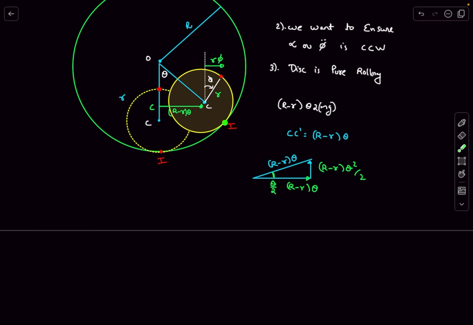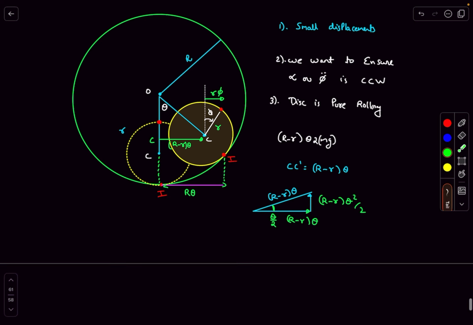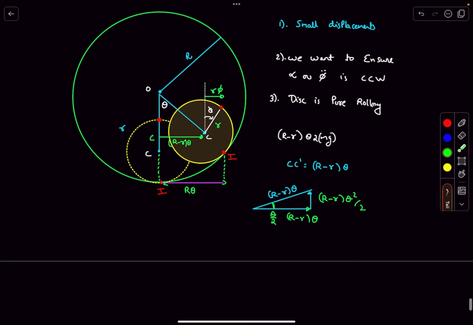Now we also need the distance of I from the vertical. That is also very easy to figure out because the point I is at a distance of capital R from O. So the distance traveled by I is going to be capital R times theta. But once again, we are going to treat it as a horizontal displacement, a horizontal displacement of capital R theta. Now we have all the distances that we need. So now we can move on to balancing the torques.